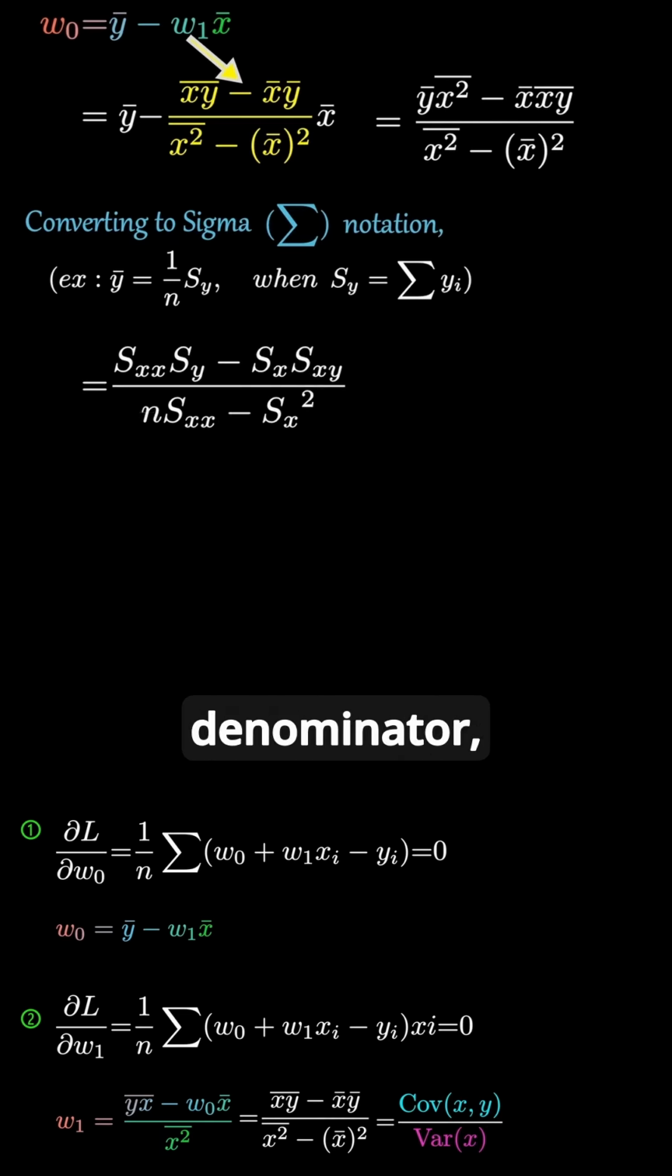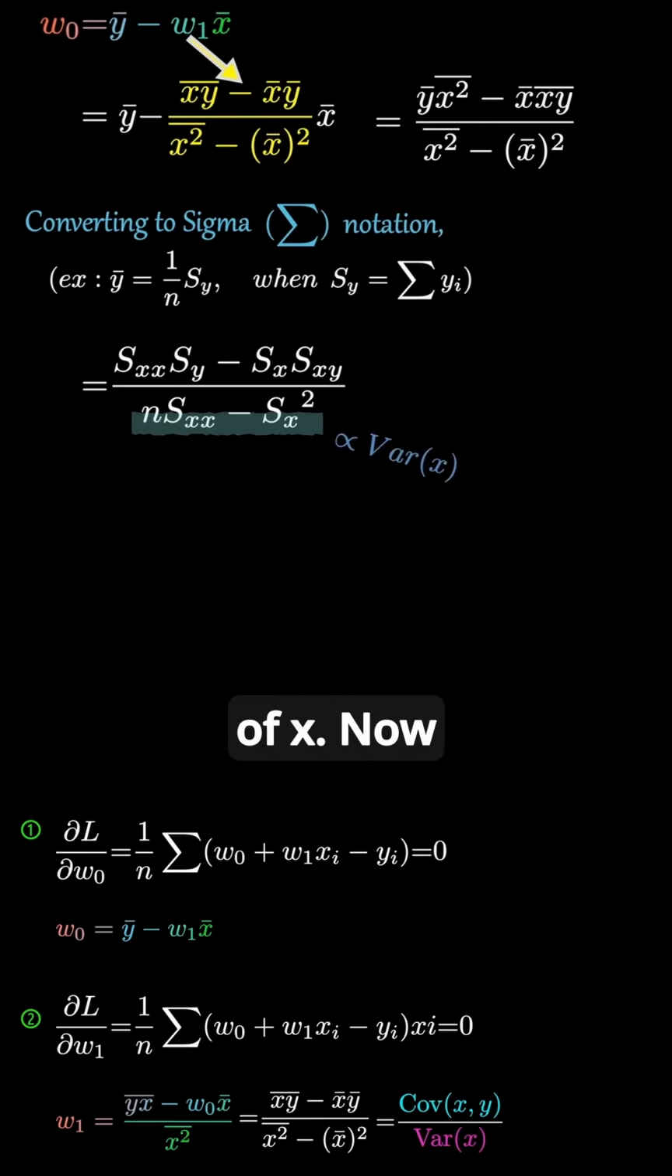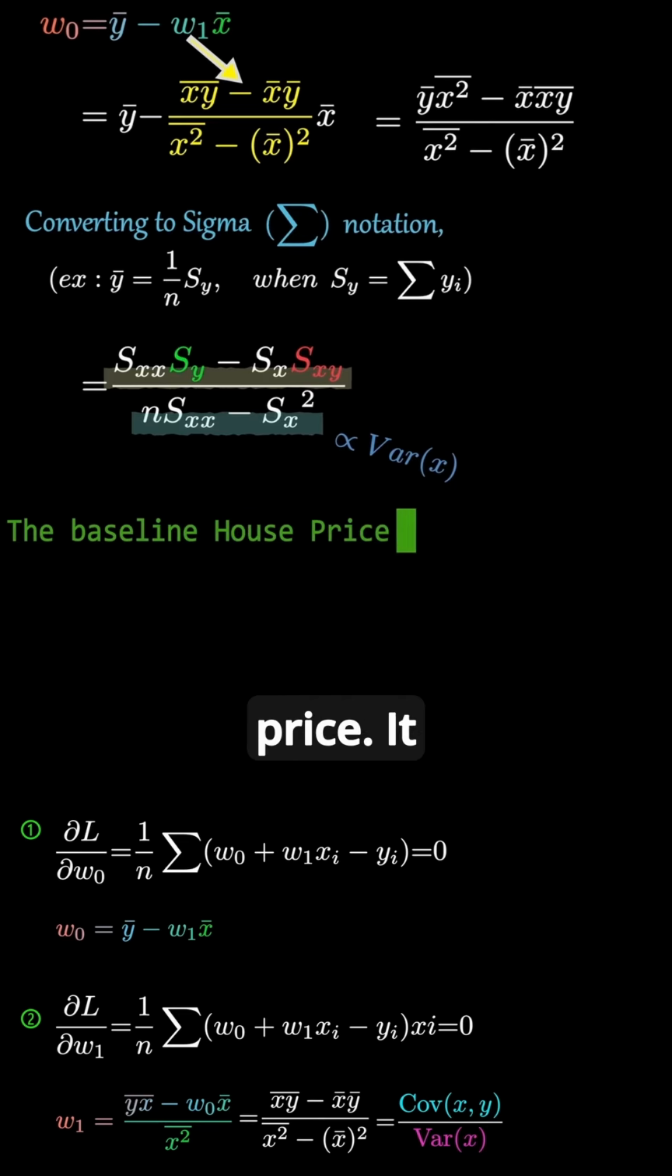If we look at the denominator, we can see that it's proportional to the variance of x. Now looking at the numerator, the first term reflects the mean of y, and the second term reflects the covariance between x and y. So what does this mean? W0 represents the average level of the dependent variable. In this example, the average house price.